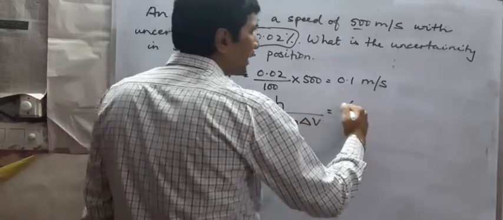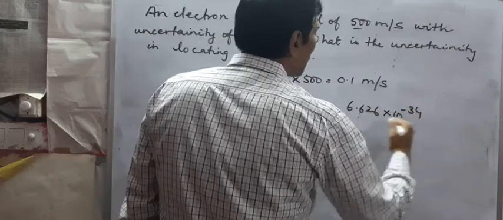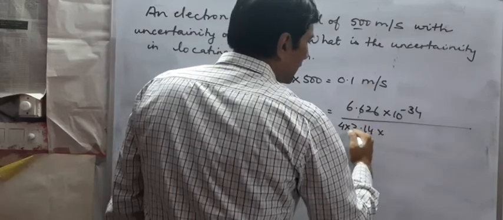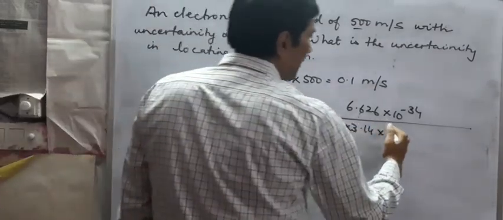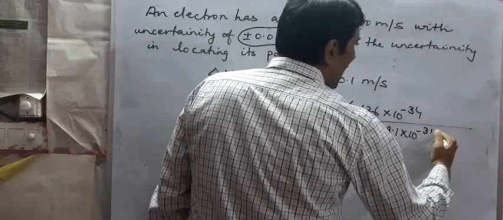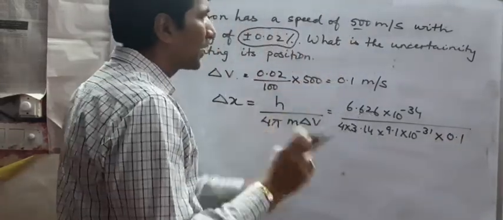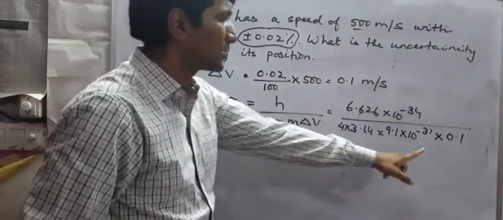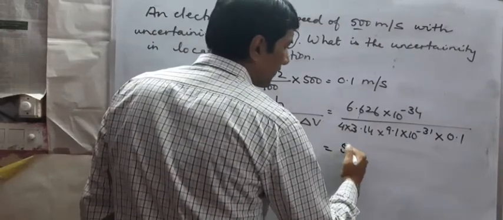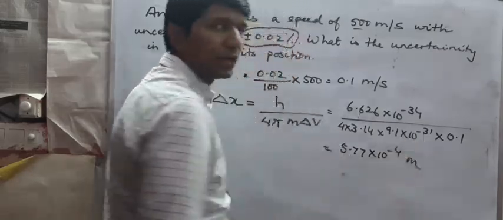So the values to be put in is 6.626 into 10 raised to power minus 34 upon 4 into 3.14. Since it is an electron, therefore the mass will be 9.1 into 10 raised to power minus 31 kg, and the value of change in velocity is only 0.1. You are not supposed to put in 500. So it is only 0.1. Now when you solve the entire stuff, you will get the value as 5.77 into 10 raised to power minus 4 meter.